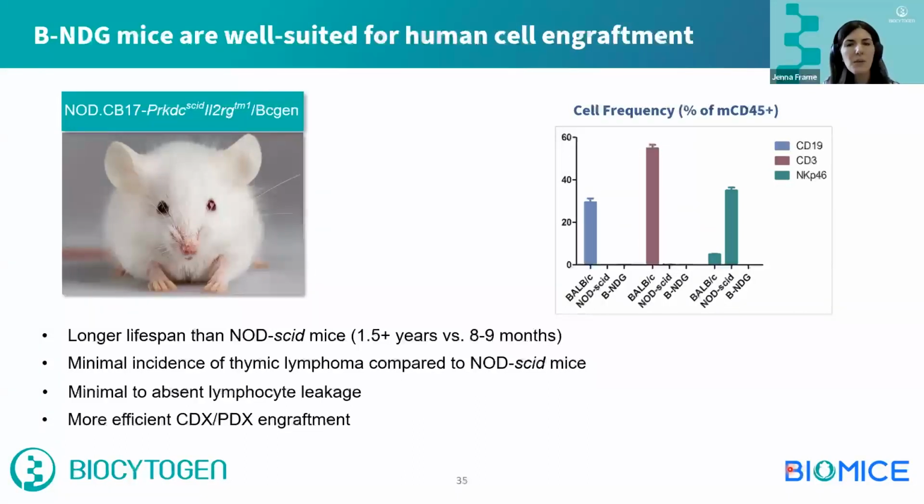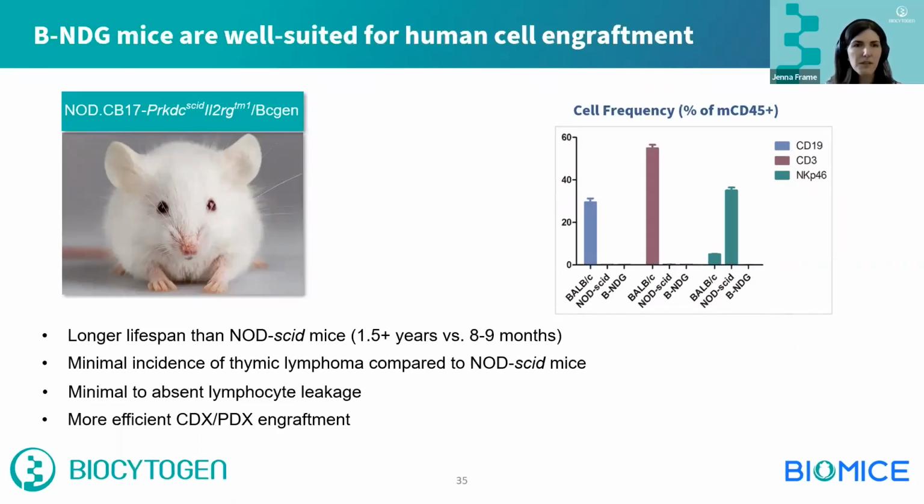For studies where it could be beneficial to evaluate the effects of your test article on NK cells that are completely human, our severely immunodeficient mice would be your model of choice. So our parental immunodeficient model, BNDG, is similar to those offered by other providers in terms of the mutations that they have. Compared to non-SCID mice, BNDG mice have a longer lifespan and a minimal incidence of thymic lymphoma. They essentially have no lymphocyte leakage. As you can see here from representative data measured by flow cytometry, there are absolutely no B, T, or NK cells present. And this really allows for efficient engraftment of cell line derived or patient derived xenografts for tumor studies.